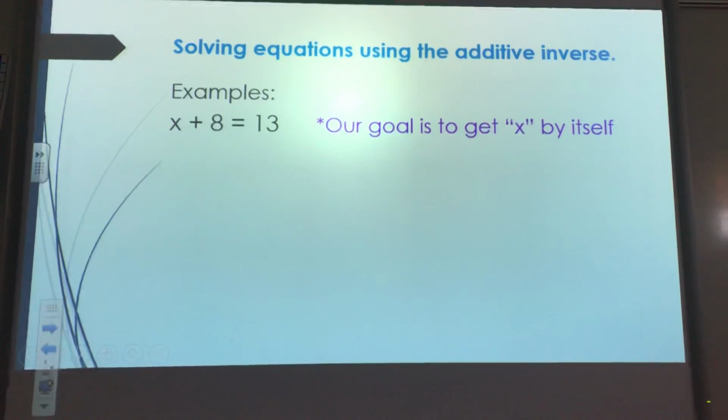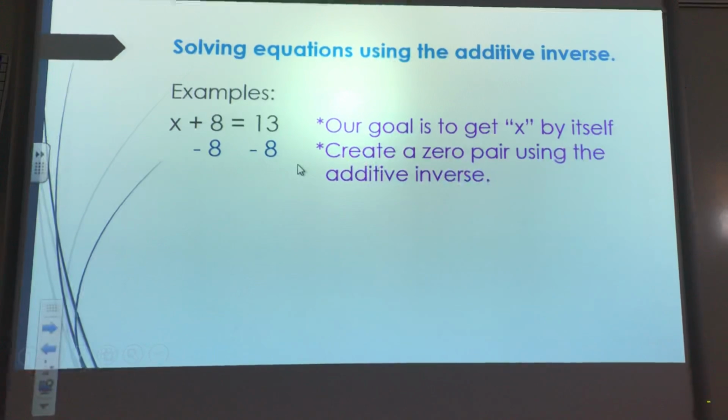So in this first problem, we have x plus 8 equals 13. Remember, our goal is always to get x by itself. So in other words, given this equation, we want the x to be the only thing on this side of the equal sign. Right now in this problem, the x is accompanied by a +8. So in order to get x by itself, we need to create a zero pair with this +8.